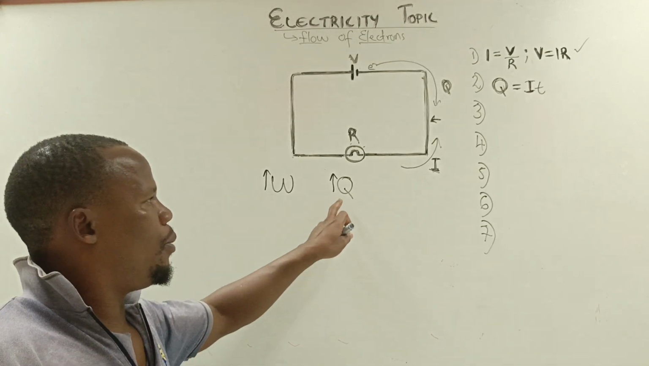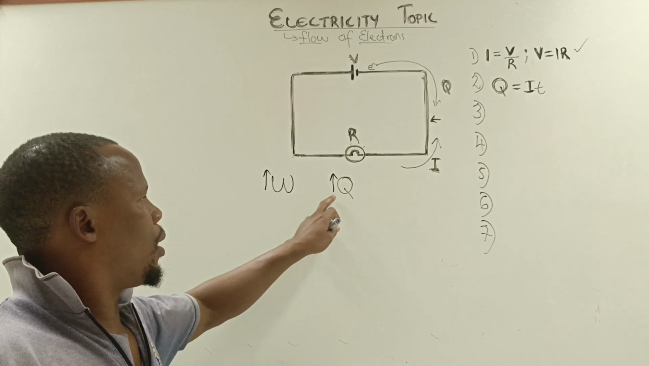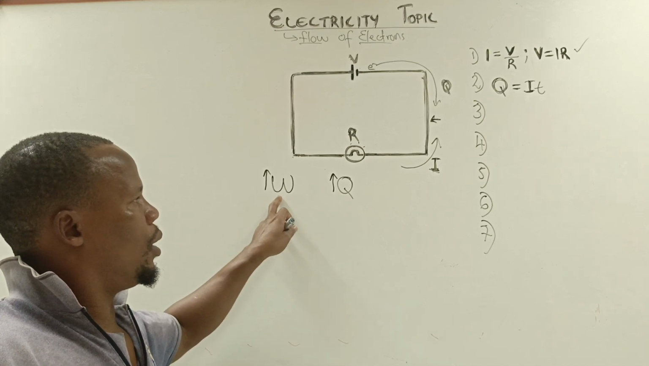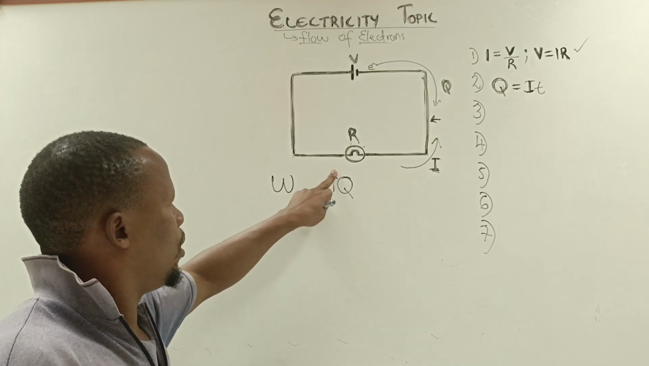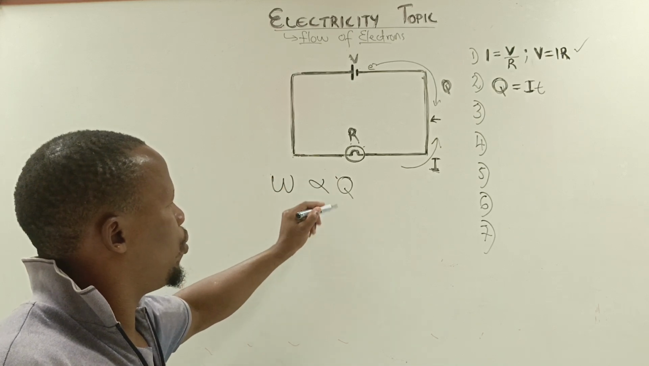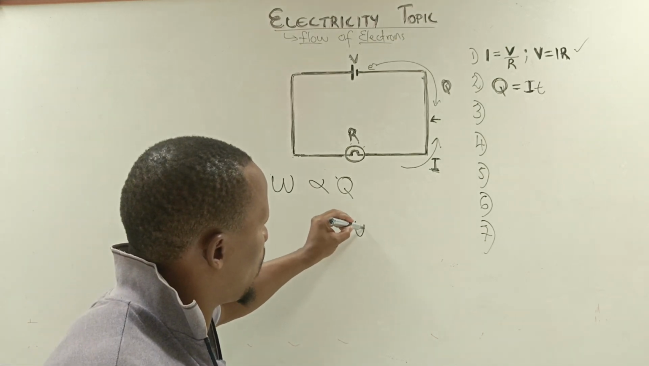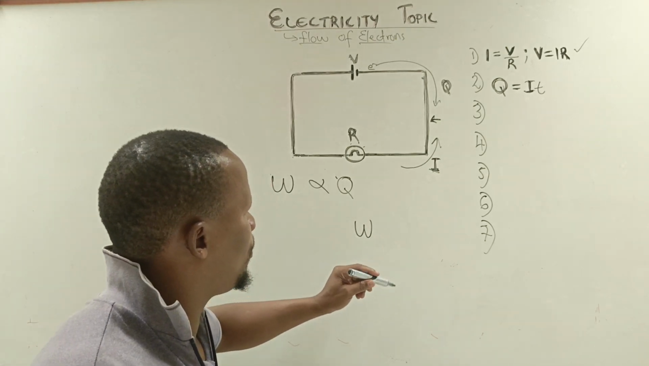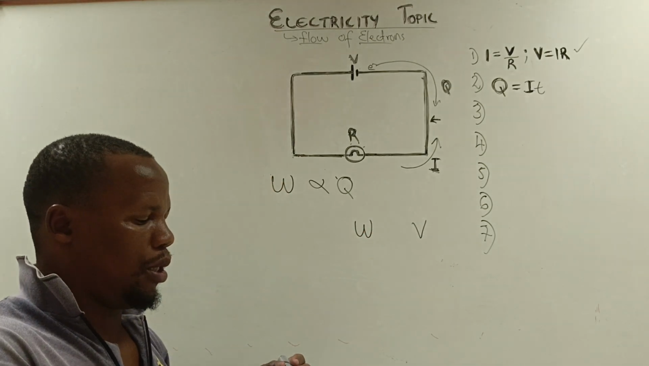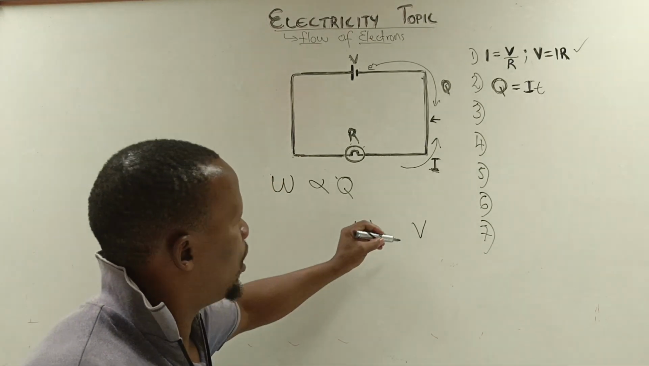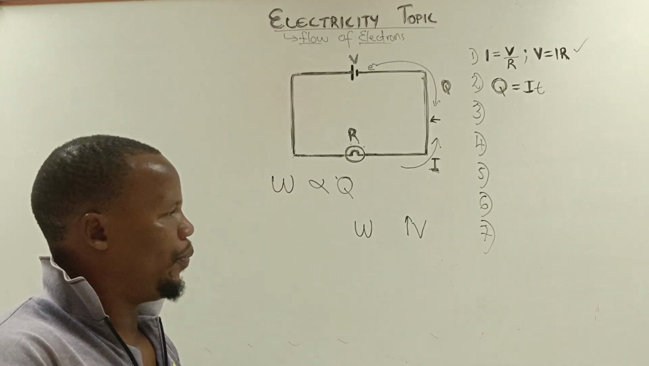So if you increase the population of electrons in the circuit, the amount of work done in the circuit is going to increase. Work done is directly proportional to charge. At the same time, let's compare work done with the voltage. If voltage increases, what is going to happen to the amount of work done?